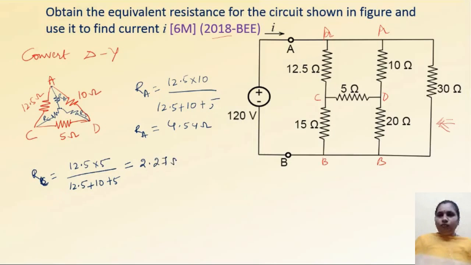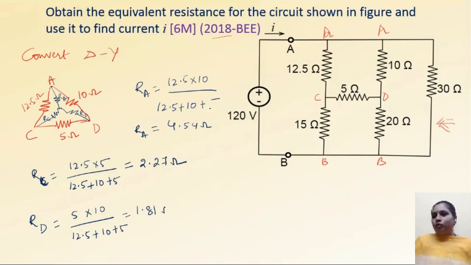2.27 ohms. Next, RD. So 5 into 10 by 12.5 plus 10 plus 5. So what is this value? This value is 1.81 ohms. Now replace the points that you have taken from the delta into star.